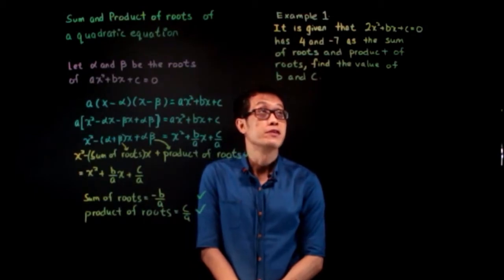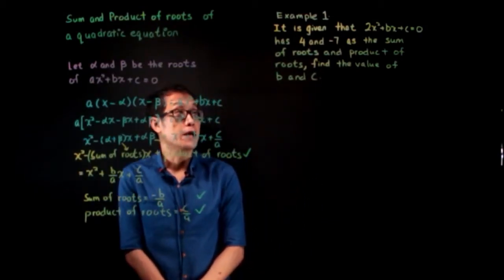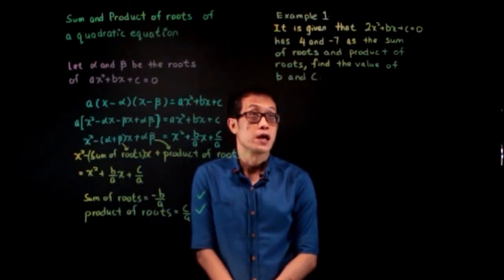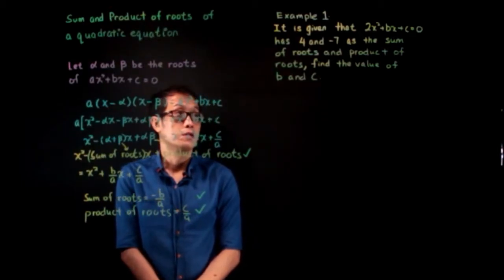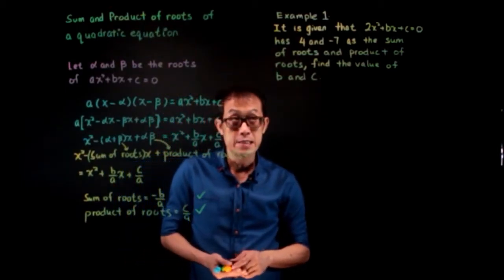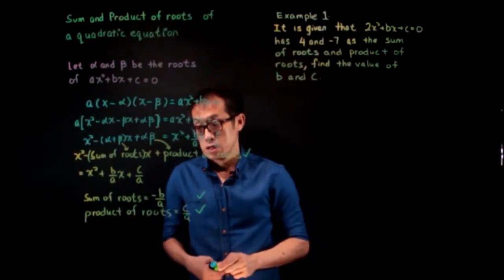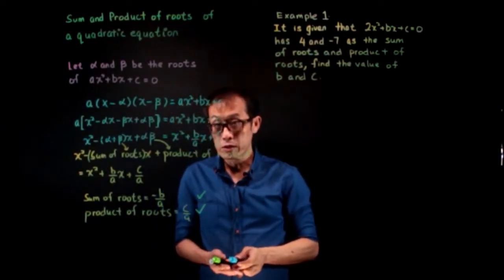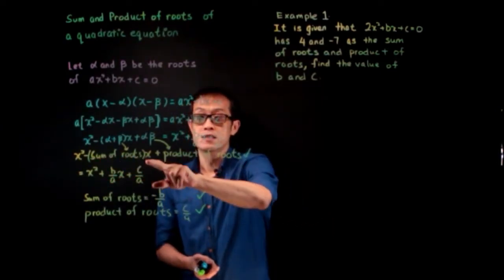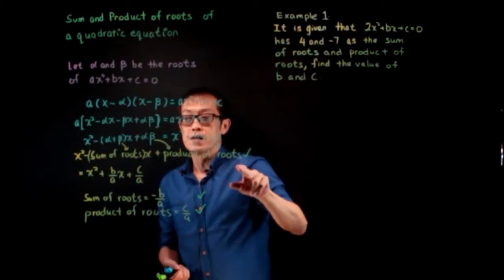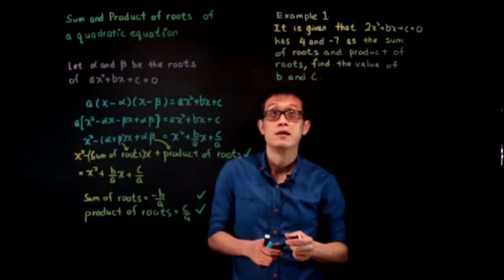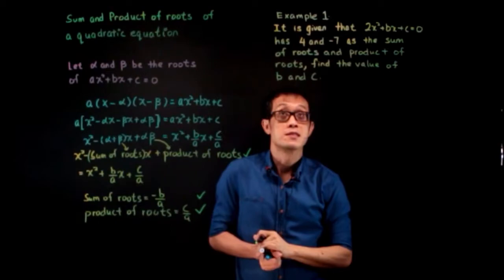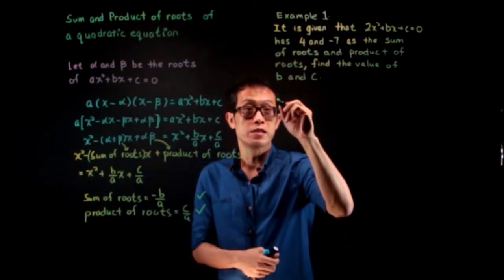Example 1: it is given that 2x squared plus bx plus c has 4 and minus 7 as the sum of roots and product of roots. Find the value of b and c. What we can do is make use of the equation that we learned earlier. Given that 4 and minus 7 are the sum and product of roots, we can rewrite the equation.